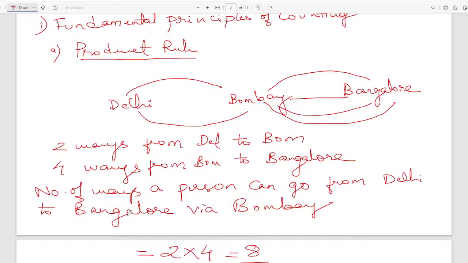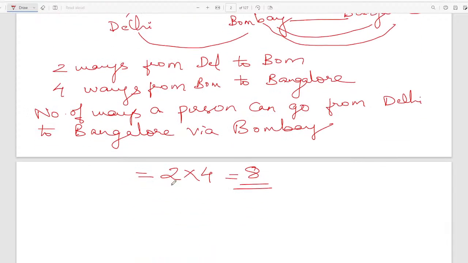If they are giving you different numbers of ways for individual steps, and then they are asking you to find the number of ways for the combined route, then the product rule is the way to calculate the answer. The next rule is the addition rule.